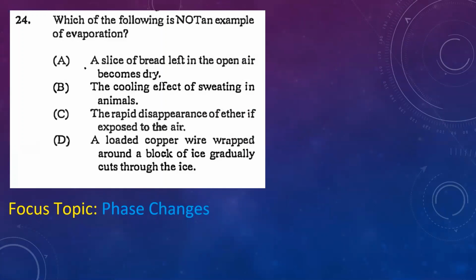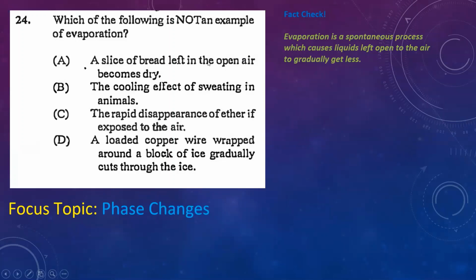24. Which of the following is not an example of evaporation? What is evaporation? It's really a spontaneous process, and it can cause liquids left open to the air to gradually get less. The only one that doesn't fit that description would be D, because all of the others imply some amount of evaporation. The answer should be D.